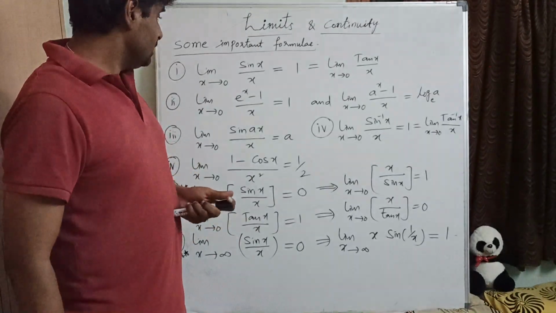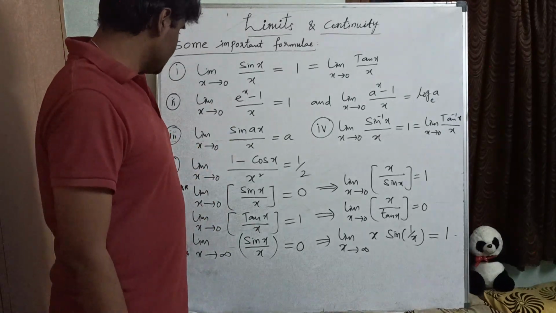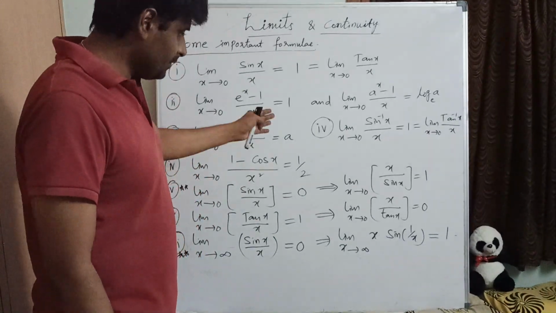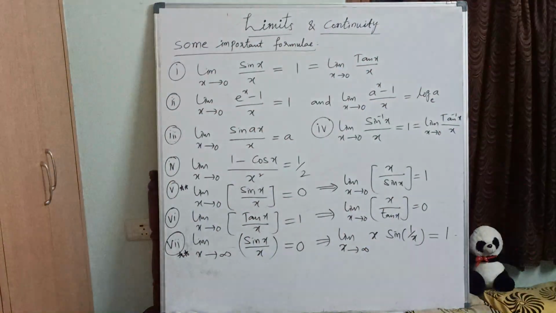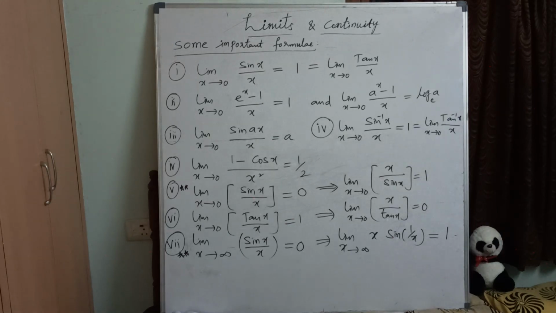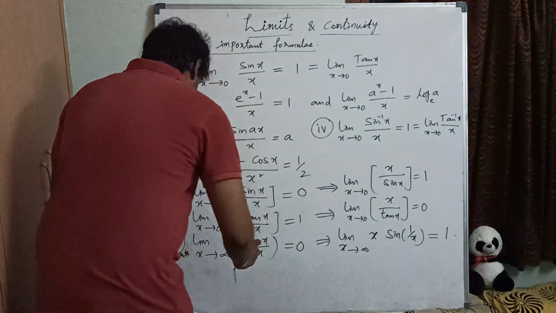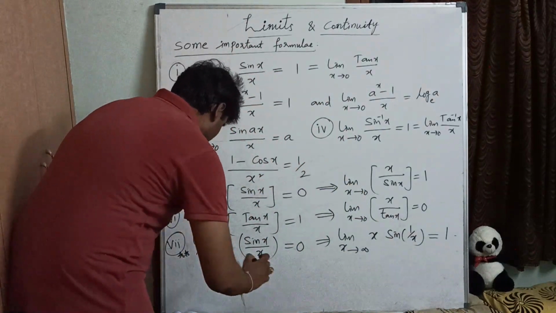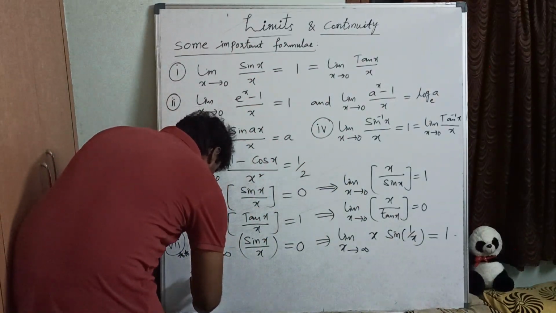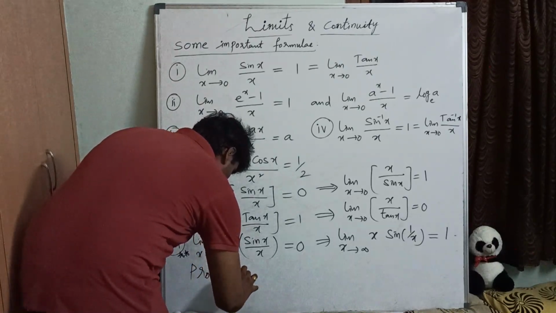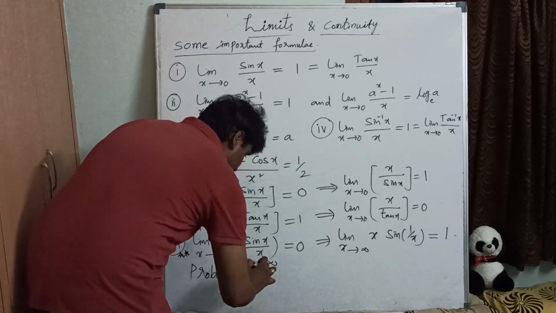Okay? After this we'll discuss the problems on the 1 power infinity model. Just have a look at that. Now let us discuss problems on limits. Okay, so problems on 1 power infinity.